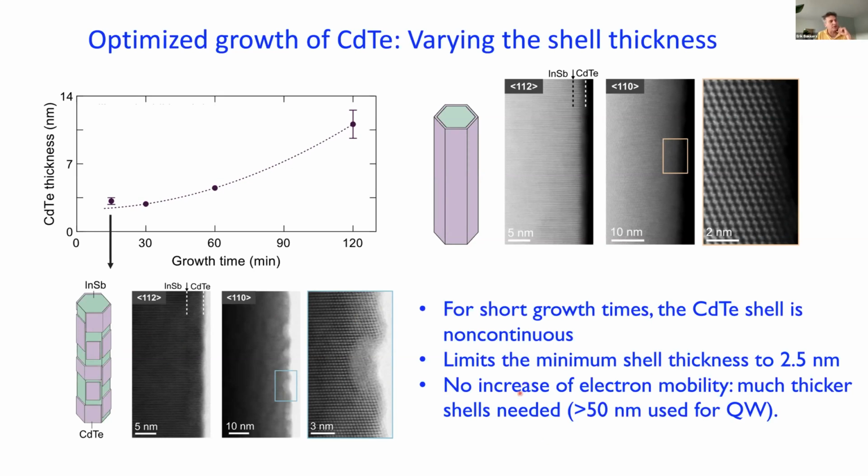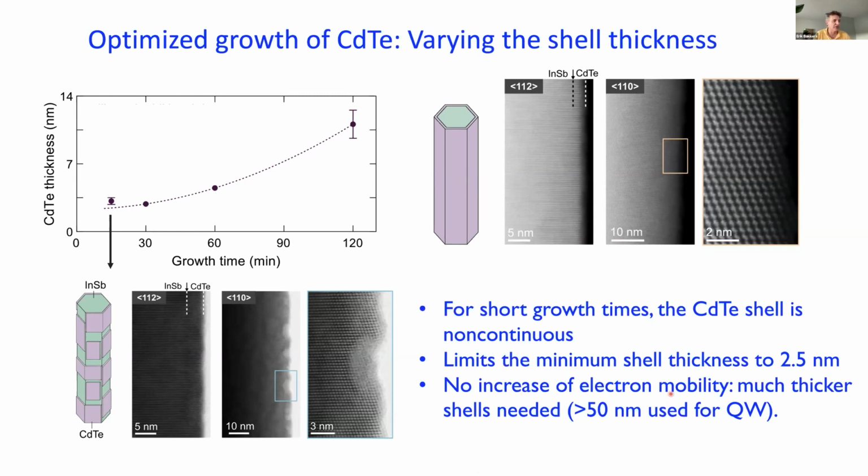And another remark that I want to make is that we have made devices out of this, and we have estimated the mobility of the electrons in this channel. So far, we have not seen an increase. So the mobility is very similar to the bare wires. And actually, it makes sense, because if you think about quantum wells, in order to get these super high mobility two-dimensional electron gases, you also need a capping layer to move away from the surface. And the thickness of this capping layer is typically like 50 or 100 nanometers. So probably also, in order to reach higher mobilities, we need to go to much thicker shells.